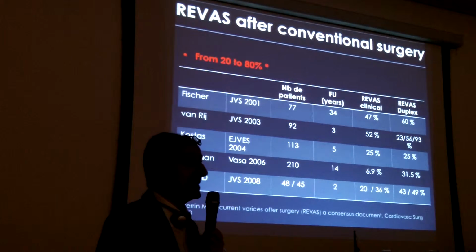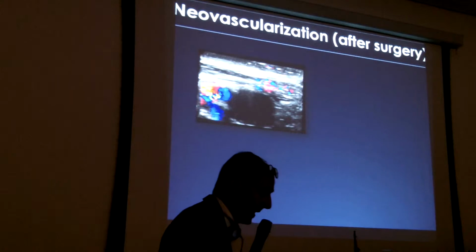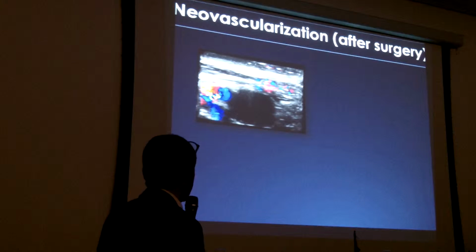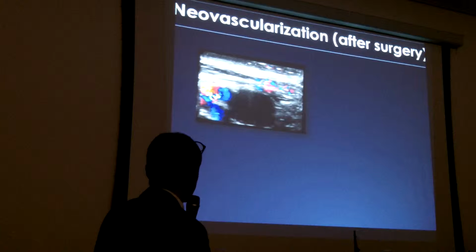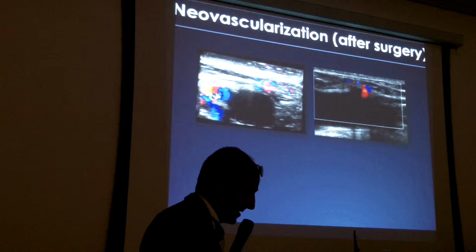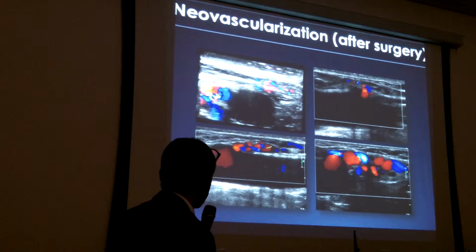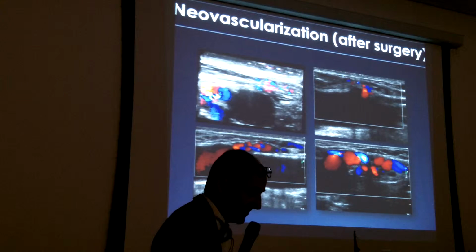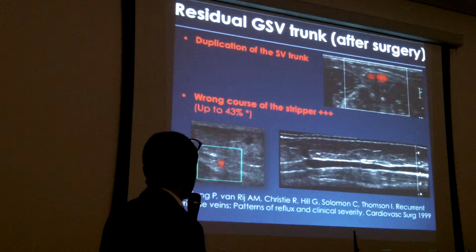recurrence of varicose veins is very high after surgery, from 20 to 80%. And the main mechanism of recurrence after surgery is neovascularization, as you see here at the saphenofemoral junction. Over time, this neovascularization can grow and be responsible for varicose vein recurrence. But one main cause of recurrence after surgery is residual GSV trunk.